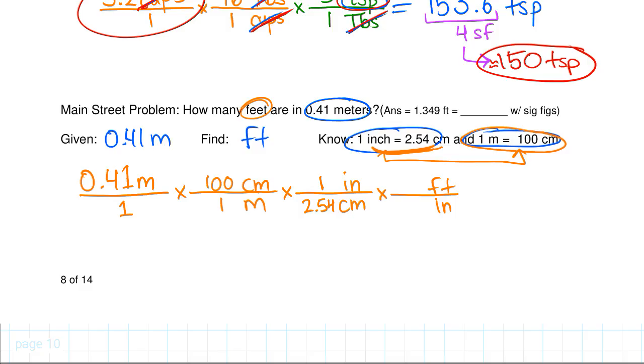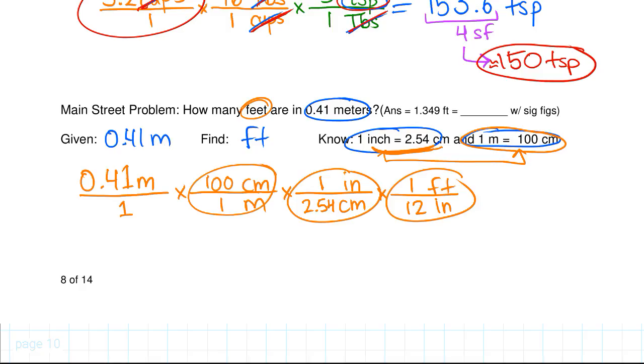Would I put 1 here and a 12 here? Is 1 inch equal to 12 feet? No, it's not. You always got to think logically about what you're doing. 1 foot is 12 inches. Remember that these conversion factors, which means these things on top and bottom of each other and the little fractions, they must be equivalent in magnitude, top and bottom. 100 centimeters is a meter. 1 inch is 2.54 centimeters.